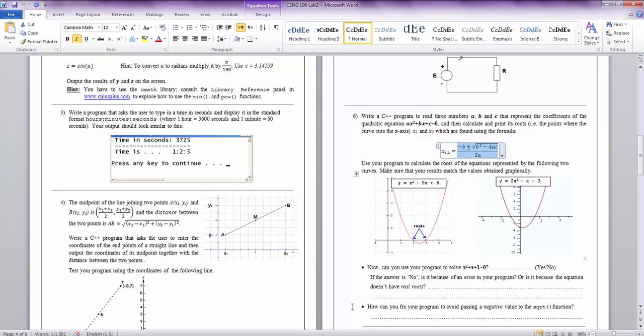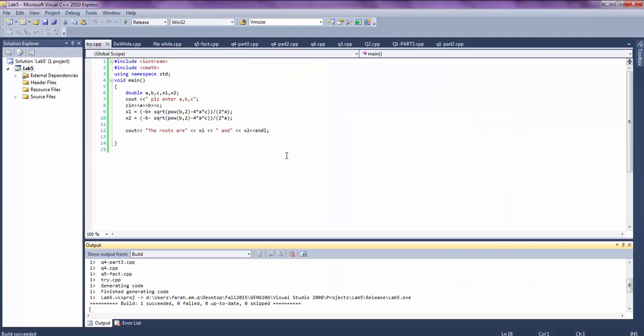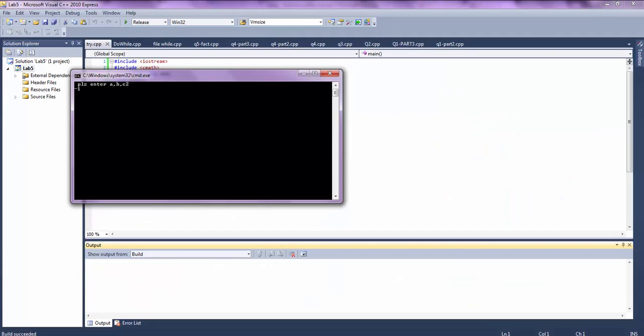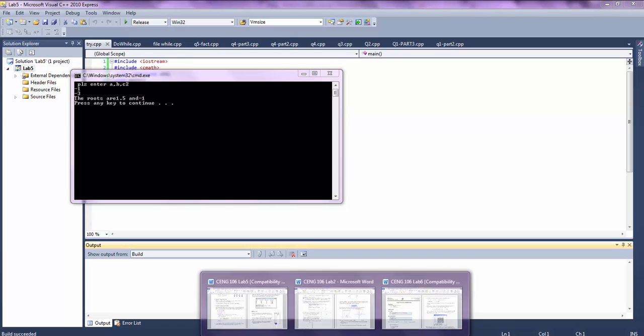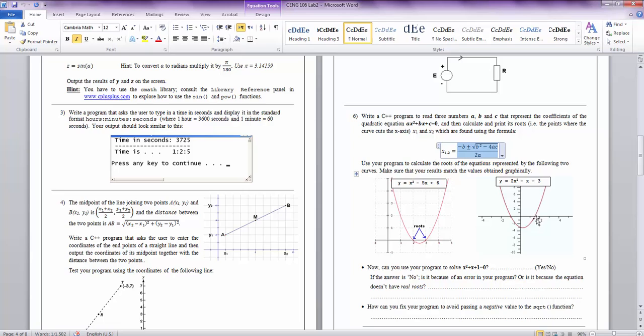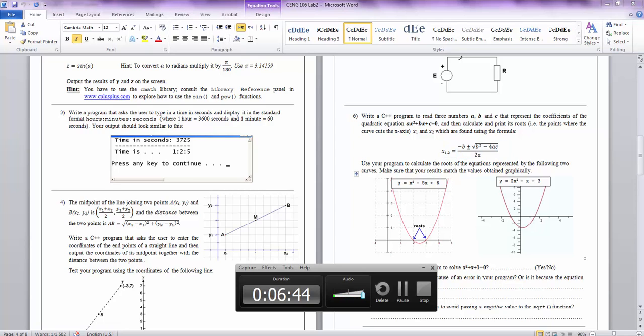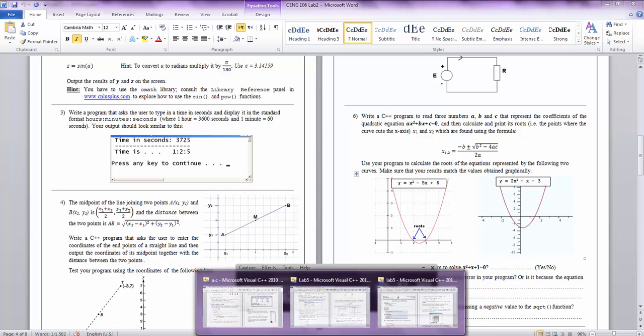Okay, let's try the other example here, which is 2 for A, -1 for B, and -3 for C. 2, -1, -3. I get 1.5 and -1. Let's check. 1.5 and -1. So like this, it is correct. I hope you get the idea.